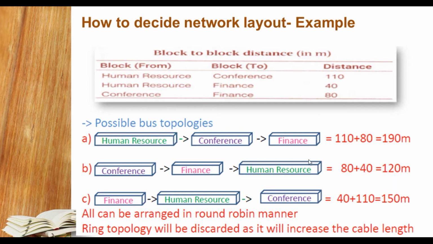But we understand the disadvantage of bus topology. If one block is disconnected, the communication between the two blocks will never be established, or there will be a failure. So all can be arranged in a round robin manner. Round robin manner means ring topology. If you are going to create a ring topology, more wire will be required, the cable length will increase.